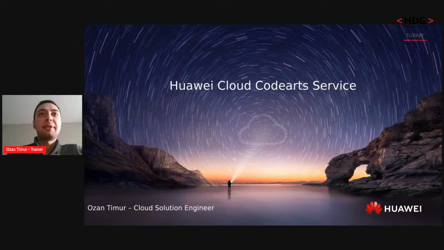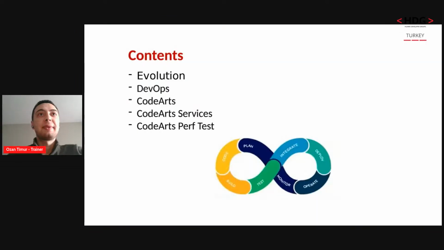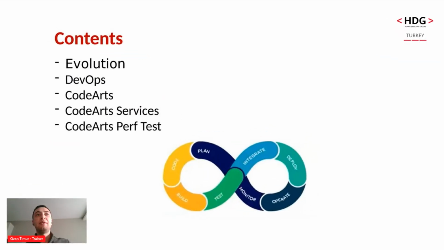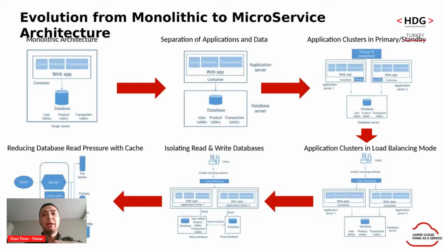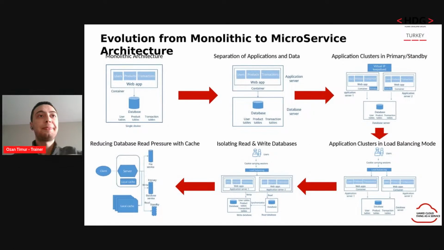Today we're gonna start with the CodeArts service, and these are our contents: Evolution, DevOps, CodeArts, and CodeArts services. We're gonna look down. But before that, we will start with the evolution from monolithic to microservice architecture. Let's start with the first one, monolithic architecture.